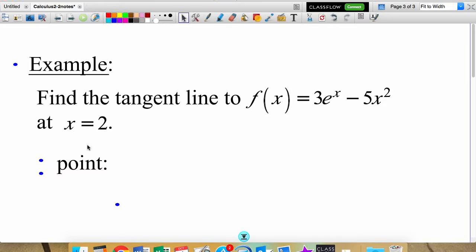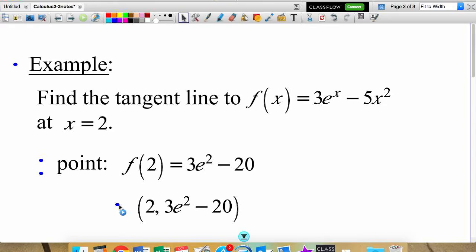To find the point, we need to find the y-coordinate because we already know the x-coordinate. To find the y-coordinate of a point, you need to plug it into the original function. So we find f of 2, which is 3e to the second minus 20. This means that our point is 2, 3e to the second minus 20.